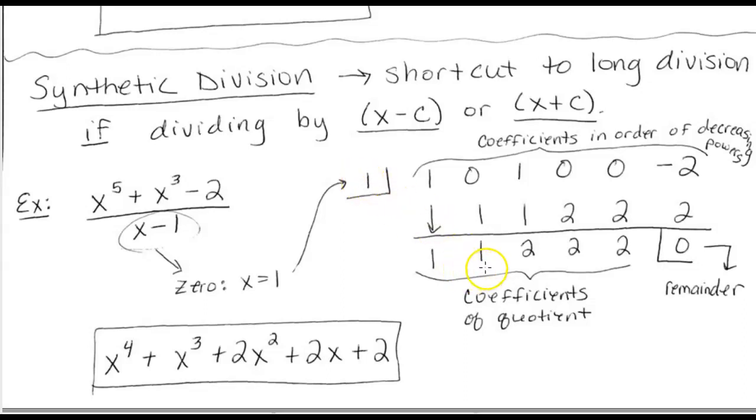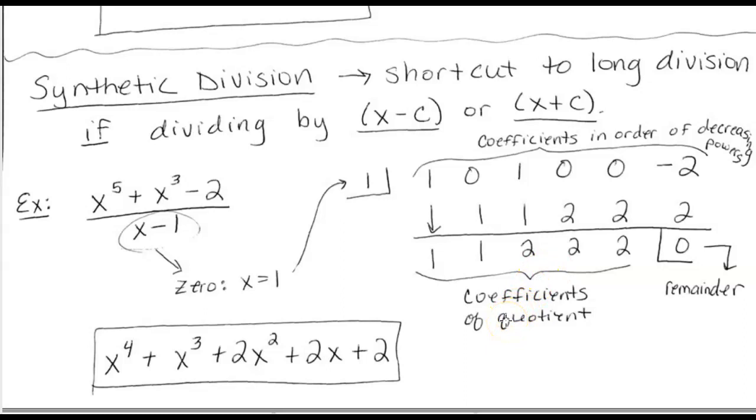So 1 times 1 is 1, it goes here. Add, that's a 2. 2 times 1 is 2, it goes here. Add, that's still 2. 2 times 1 is 2 again, it would go here. Add, 2. 1 times 2, 2. Add, 0. So once you have this bottom row filled in, the last number is blocked off because that always represents the remainder. We happen to get 0 again this time. These other numbers represent the coefficients of the quotient.